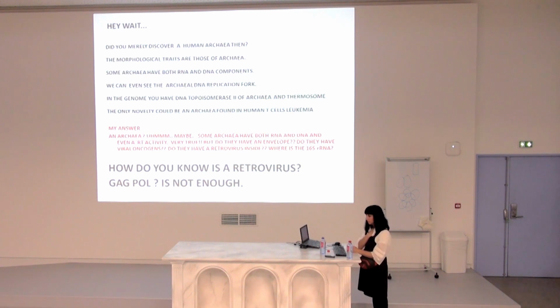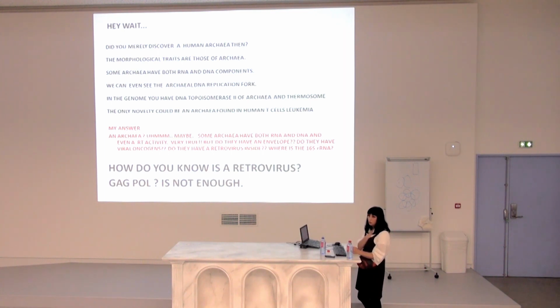This is possible. In archaea, they do have reverse transcriptase activity. Even bacteria, they do have the reverse transcriptase. But do they have an envelope? I don't know. I'm not an expert in archaea. But do they have viral oncogenes? And where is the 16S ribosomal RNA? I couldn't find it. And do they have a retrovirus inside?